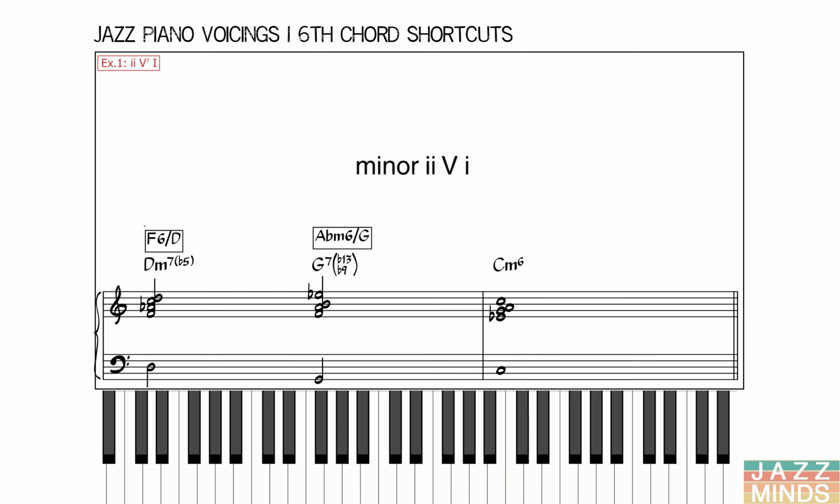F minor 6 on D root, which equals D minor 7 flat 5. A flat minor 6 on G root, which equals G7 flat 9 flat 13. And C minor 6.